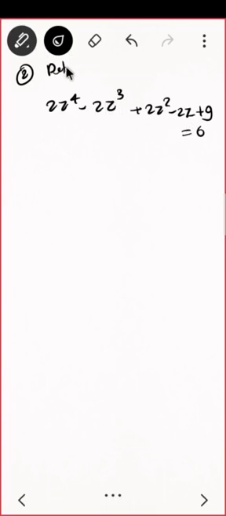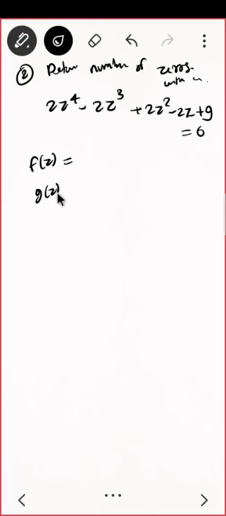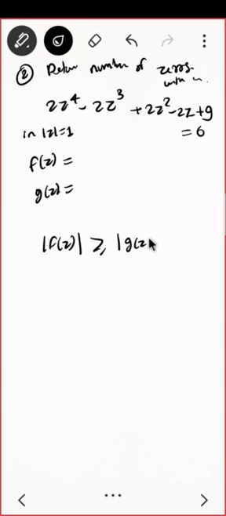Determine the number of zeros with multiplicity. Can you give me f and g? Can you give me f of z and g of z such that mod f of z, on the contour mod z equal to 1 again, mod f of z is greater than or equal to mod g of z? Can you give me two functions? Anyone?